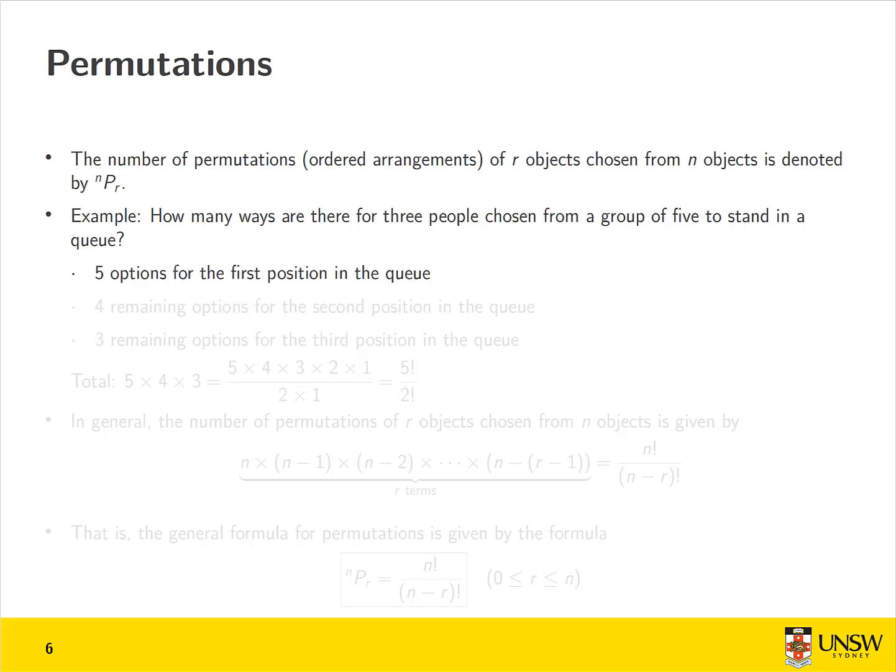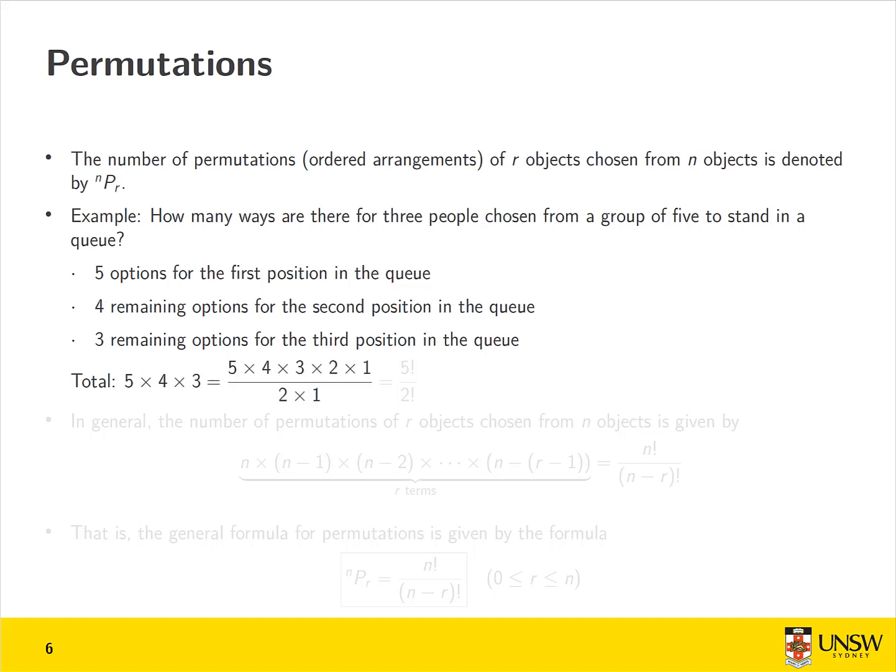Filling out the queue per position as before, we first have a choice of 5 people to stand in the first position. Next, we have 4 people remaining who can fill the second position in the queue. Finally, there are 3 people to choose from for the third position. So the total number of outcomes is 5 times 4 times 3, or 60.